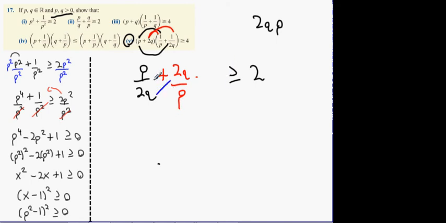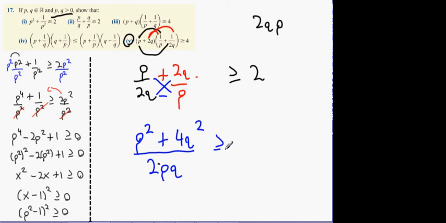So what I'm going to do is cross multiply and multiply the 2 bottoms. So I'm going to get p squared plus 2q multiplied by 2q, 4q squared, and on the bottom 2pq greater than or equal to 2. Now I'm going to cross multiply. It's basically 2 over 1. Is 2pq guaranteed to be positive? Yeah. This means I'm allowed to cross multiply. Just keep remembering that with inequalities, you're only allowed to cross multiply if your denominator is guaranteed to be positive. Okay?